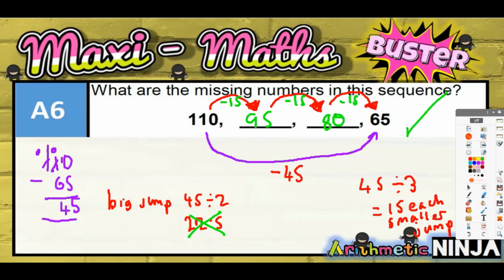So that works. So just to recap, it was the big jump, not divided by 2 because there were 2 empty spaces, but it was the big jump divided by 3 because there's 3 smaller jumps to jump between all of the numbers and empty spaces. So missing numbers are 95 and 80.